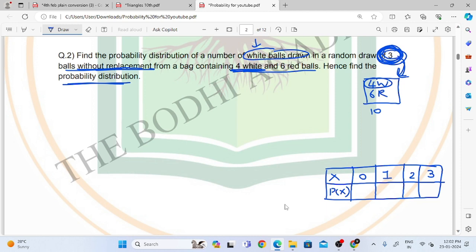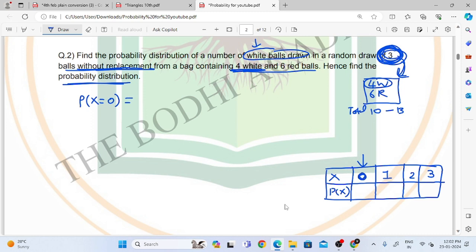Or we can get all the white balls. So the possibility of selecting a white ball is 0, 1, 2 and 3. Now we have to find out the probability of x equal to 0. That means in this box total 10 balls are there, and we are selecting any 3, and there are 0 white balls.